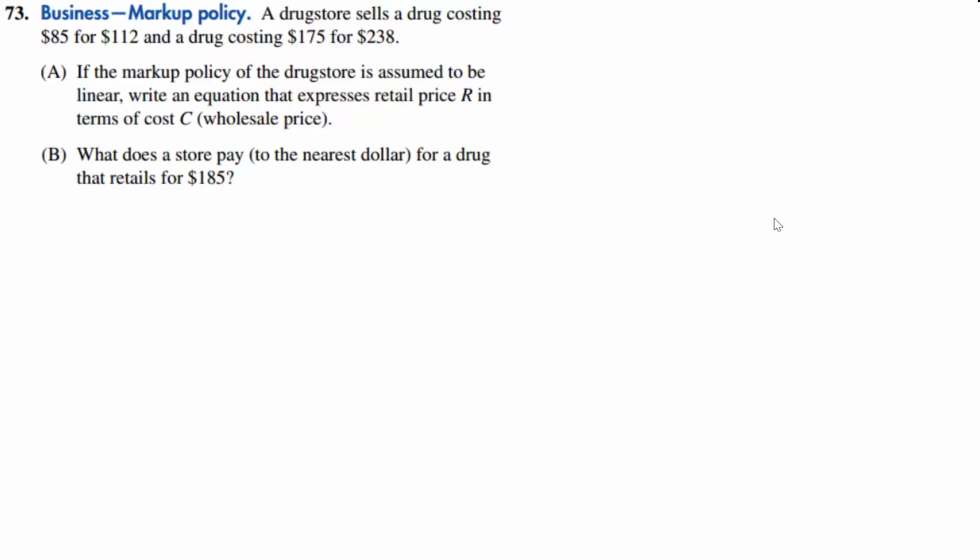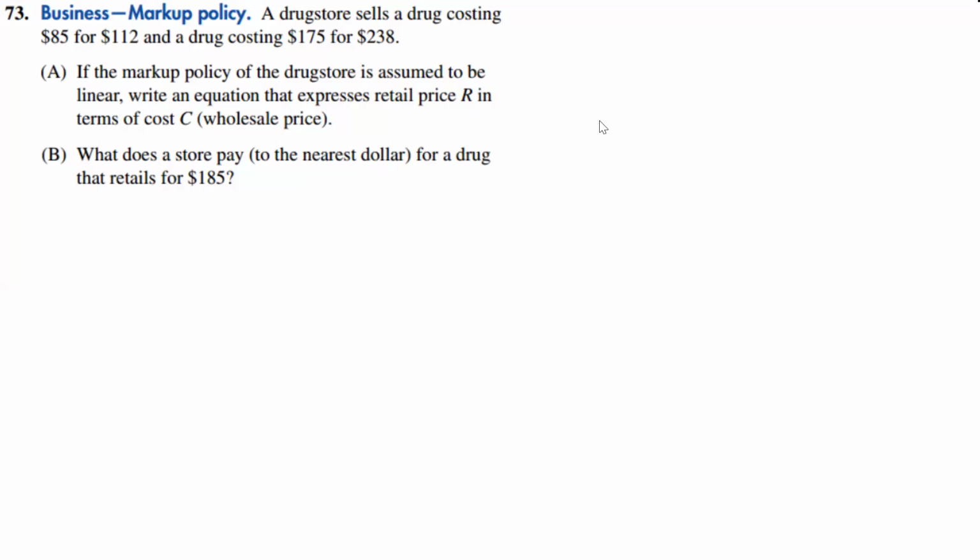All right, so here we're doing a markup policy. A drugstore sells a drug costing $85 for $112, and a drug costing $175 for $238. Now, if the markup policy of the drugstore is assumed to be linear, write an equation that expresses retail price R in terms of cost C, which is the wholesale price. And then, what does the store pay to the nearest dollar for a drug that retails at $185?